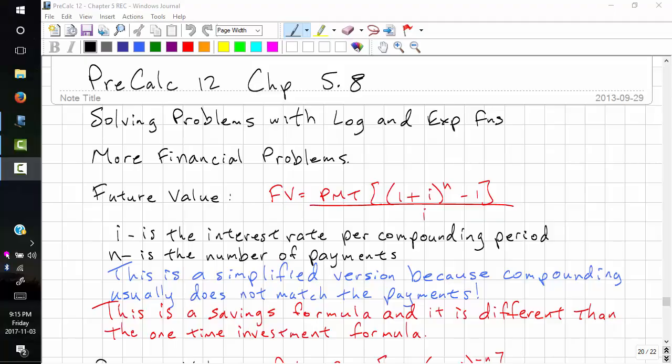This is Pre-Calculus 12, Chapter 5.8. We're going to be looking at solving problems with log and exponential functions. First, we'll look at more financial problems.